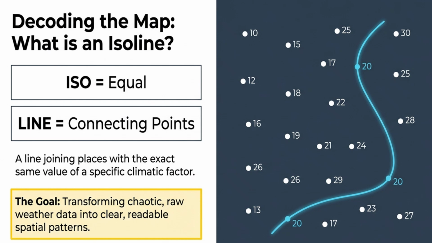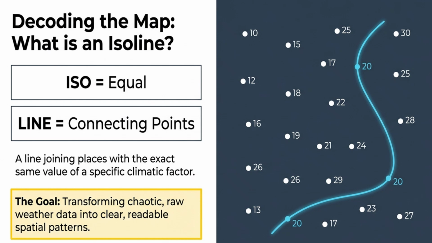Before learning different types of isolines, let's first understand what an isoline is. The word isoline is made up of two parts. Iso means equal and line means a line connecting different points. So, an isoline is a line drawn on a map that joins places having the same value of a particular climatic element, such as temperature, air pressure, rainfall, or humidity.